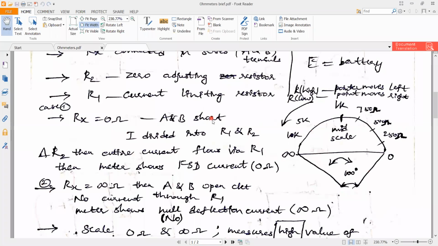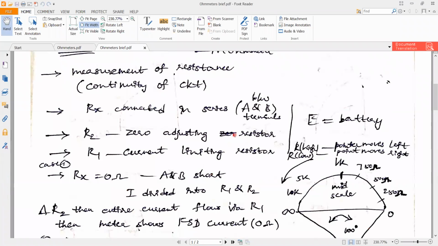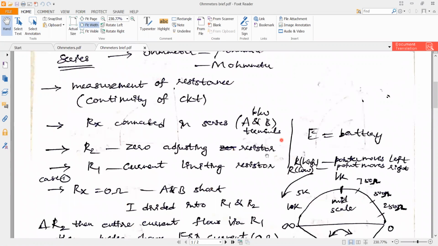Today's session, we are going to see ohm meters. This is a briefing, just a brief point regarding the ohm meters. First, we will see this brief point. Later on, we will see the detailed explanation for the series ohm meters and shunt ohm meters.